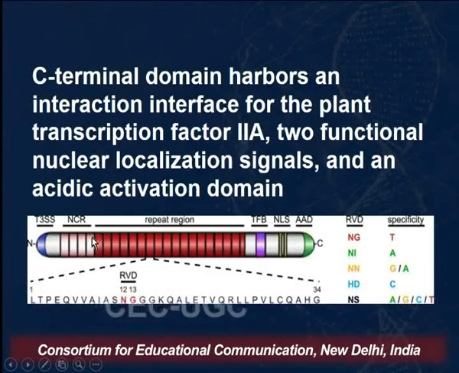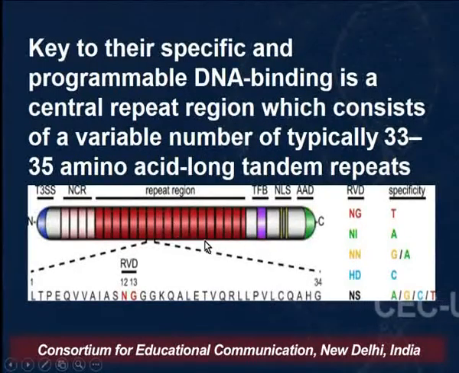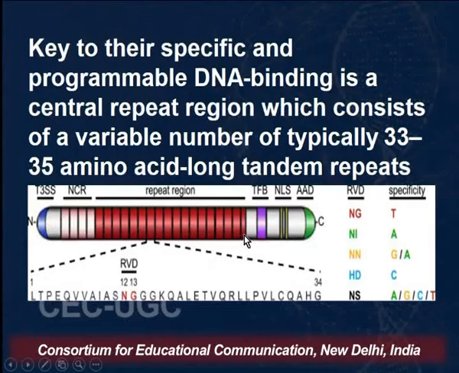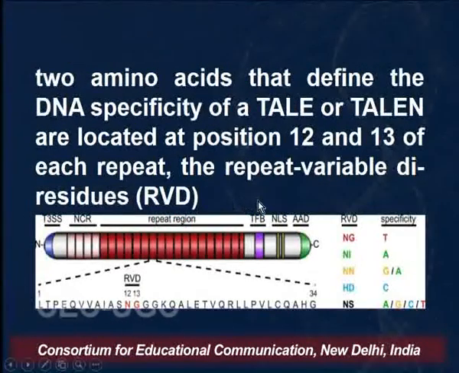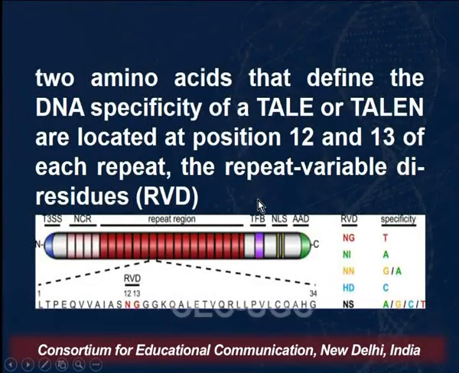The key part is the repeat. The key to this specific and programmable DNA binding is the central repeat region, which consists of a variable number of typically 33 to 35 amino acid long tandem repeats. These tandem repeats are very important, and particularly the amino acids at positions 12 and 13, which are termed the RVD, or the repeat variable diresidues.